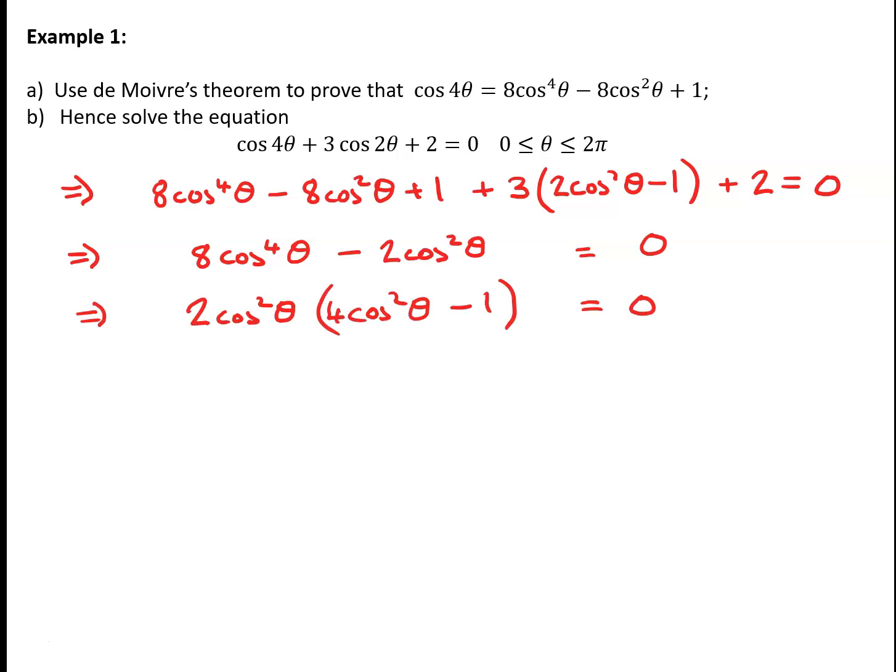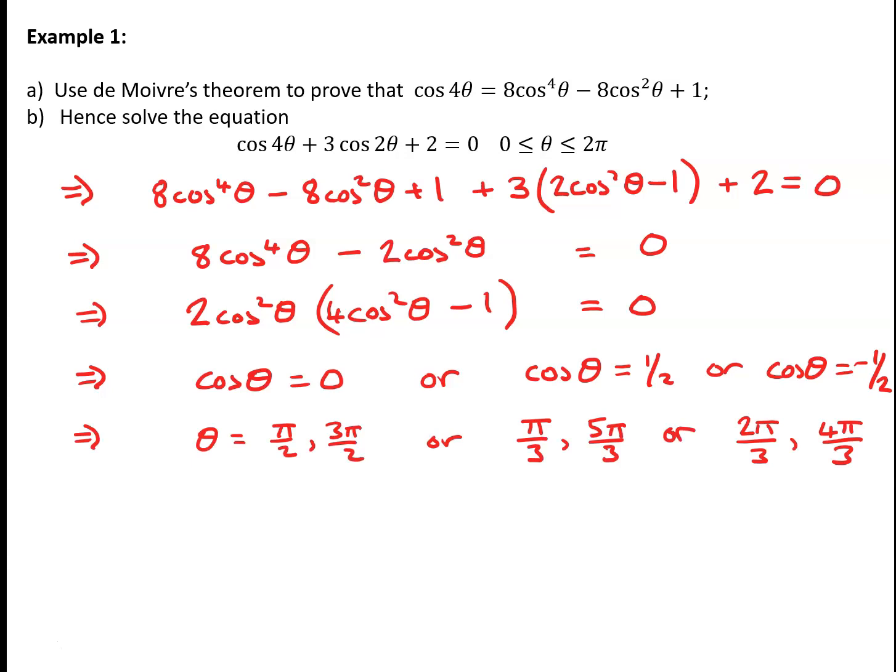So we've got cos squared theta and 2 as a common factor. So I've got 2 cos squared theta times 4 cos squared theta minus 1 must equal 0, which gives me either cos theta equals 0 or cos theta equals plus or minus a half. So my solutions are, for cos theta equals 0, I've got theta equals pi by 2 or 3 pi by 2. For cos theta equals a half, I've got theta equals pi by 3 or 5 pi by 3. And for cos theta equals minus a half, I've got 2 pi by 3 or 4 pi by 3.